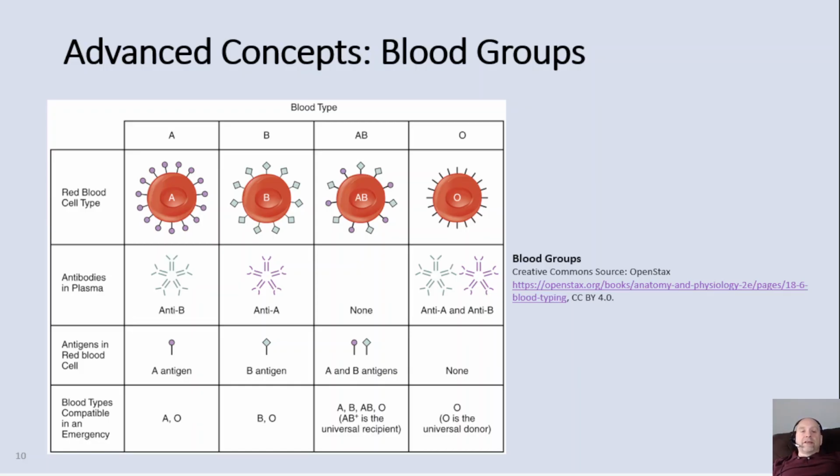So to summarize the key takeaways from this slide, if you have type A blood, you can only receive types A and O blood. If you have type B blood, you can only receive types B and O blood. If you have type AB blood, you can receive types A, B, AB, or O blood. If you have type O blood, you can only receive type O blood.